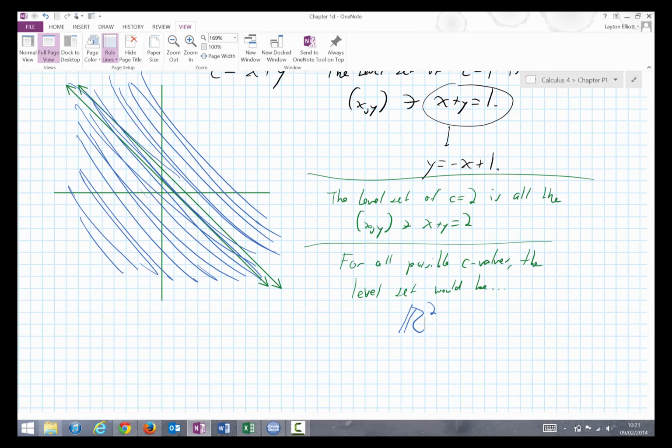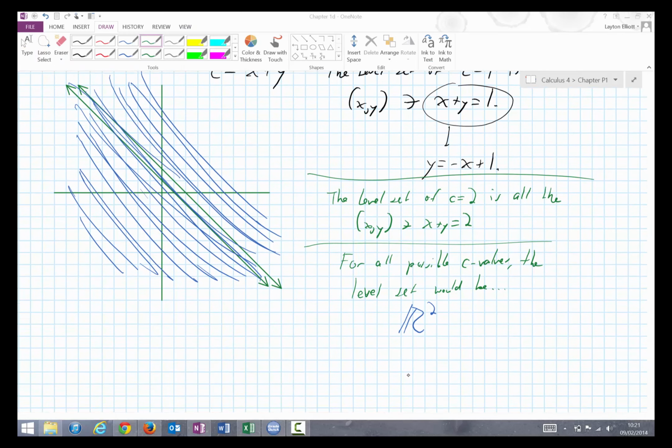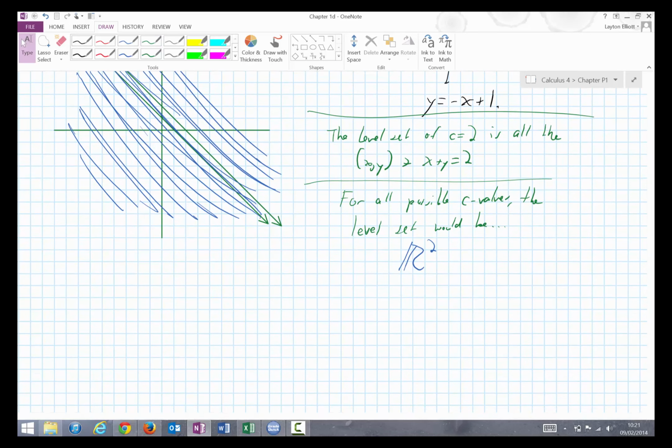Which, remember, that's kind of a cool way of saying all xy such that, actually, I'm not sure what you would say. I think you just say all the xy ordered pairs. So R2 is the two-dimensional way of saying all real numbers.